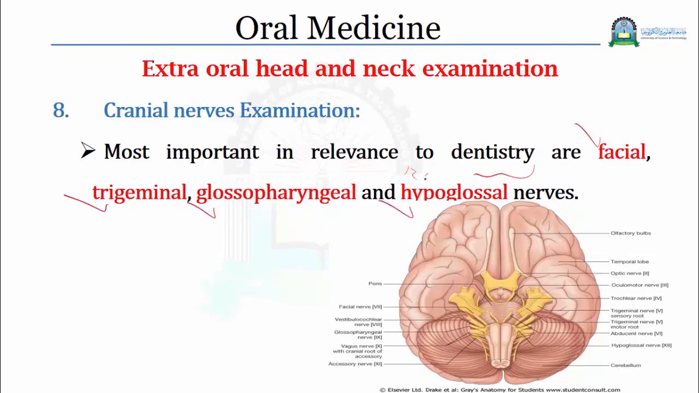Hypoglossal nerve is the 12th cranial nerve. Glossopharyngeal is the 9th cranial nerve. Trigeminal nerve is the 5th cranial nerve, and also we have the 7th facial cranial nerve.